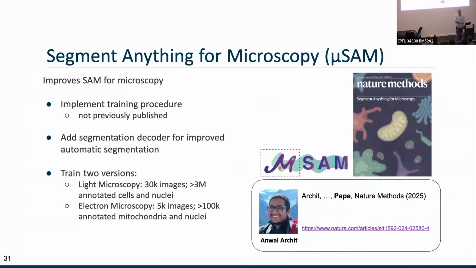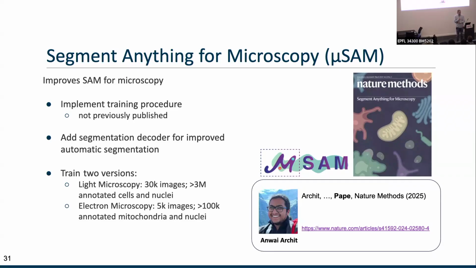So first of all, we had to re-implement the training procedure that they used to train this model, because this was not published. The model itself and everything to run it was published, but not the training. And then we added a new part to the model for better automatic segmentation. This we call the segmentation decoder.